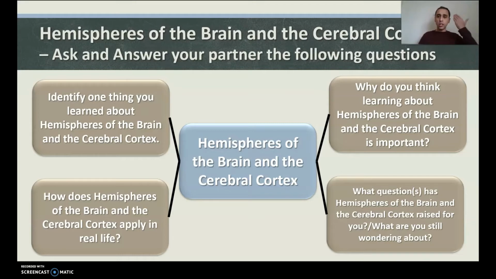Now we know that certain functions of the brain are lateralized. Now we know the reason why you've got problems in your right arm is because you damaged your left hemisphere, and the left hemisphere controls the right arm. Oh, that's really good. Oh, thank you, doctor. You know now. Brilliant. How does our understanding of the hemispheres of the brain and the cerebral cortex apply in real life? And then lastly, what questions has this raised for you? What are you still wondering about?